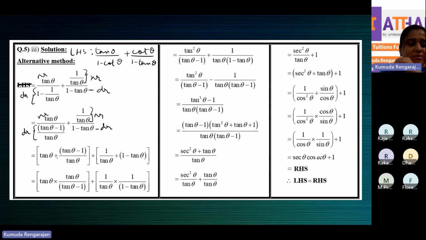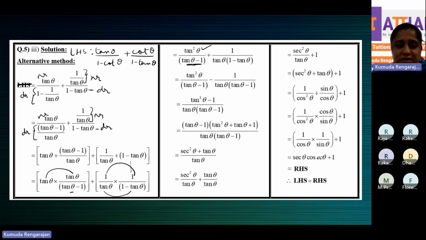Now in the next step, division becomes multiplication and reciprocal. So you can see the reciprocal of this one, and this one also reciprocal here, into 1 by 1 minus tan theta. Correct? In the next step, tan theta into tan theta is tan square theta. And this one, tan theta minus 1 as it is. And here, 1 into 1 is 1. And tan theta into 1 minus tan theta as it is.